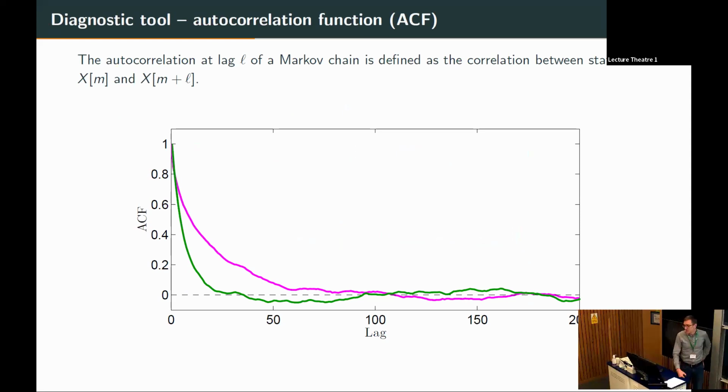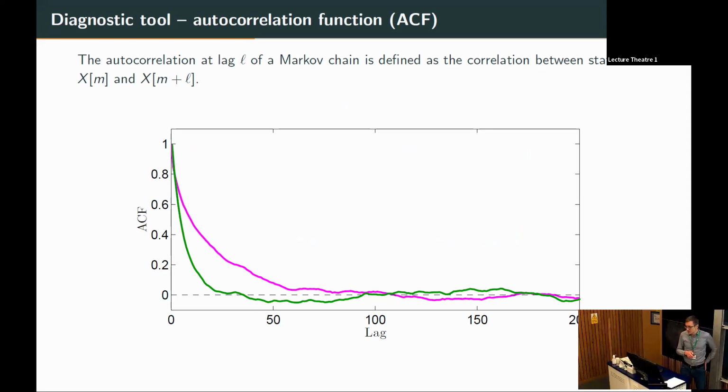Yeah, so the reason for why I'm showing you this is that it's also very commonly used in practice as a diagnostic tool for analyzing how well an MCMC algorithm is working. And I will show you some plots like this later on, so you know what they mean.